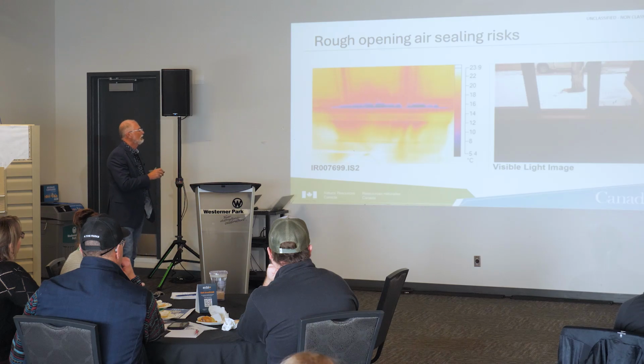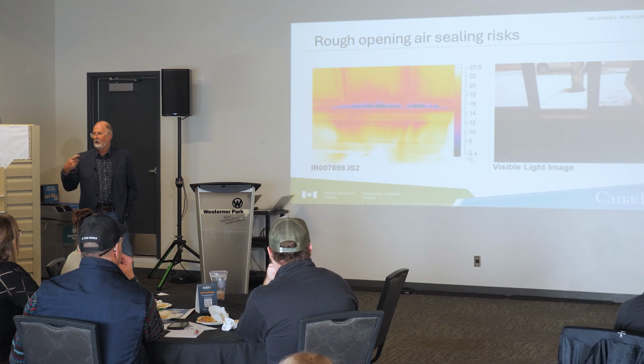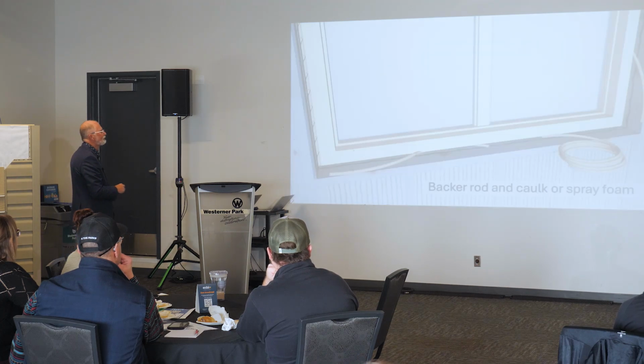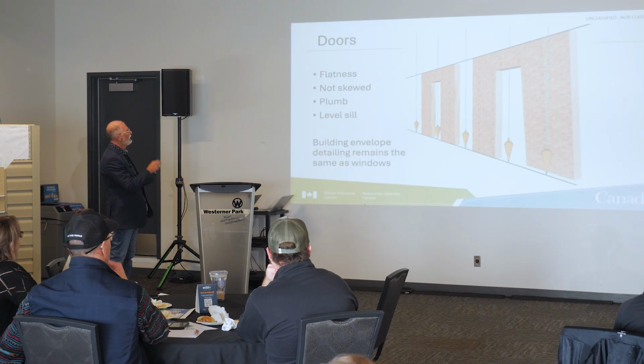Here's what we don't want to see, right? Rough openings. Here's the connection between the glazing or the frame and the jamb extension. And without that tape that we talk about, here's what you end up seeing. So that's what we're trying to avoid. So backer rod, spray foam combination.